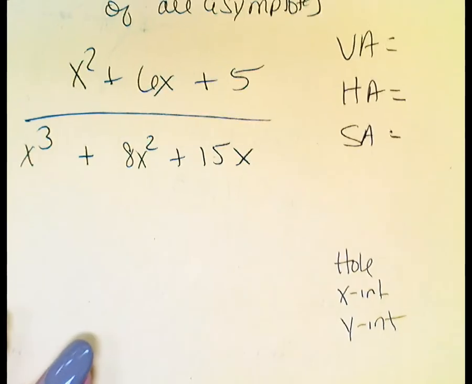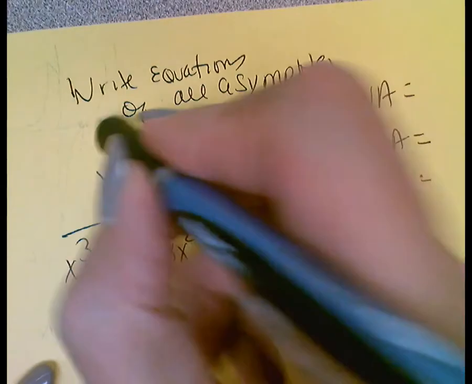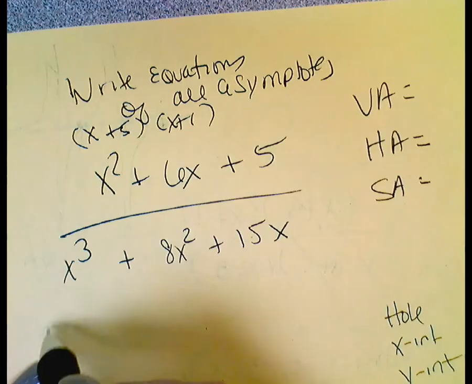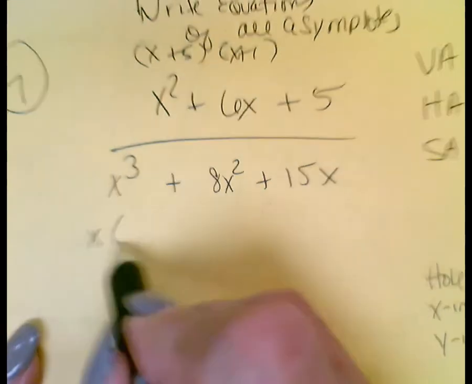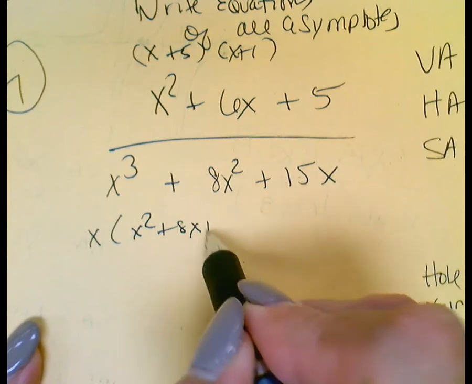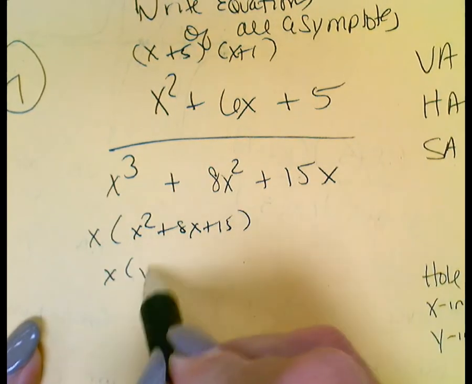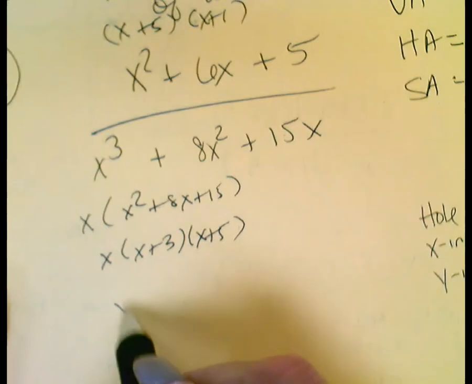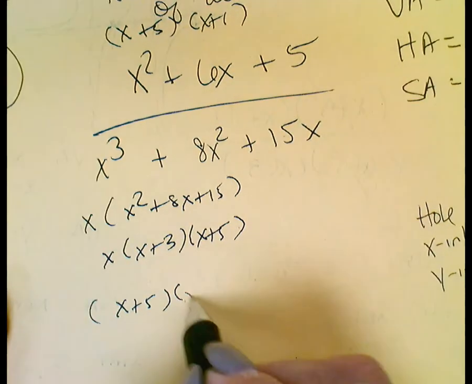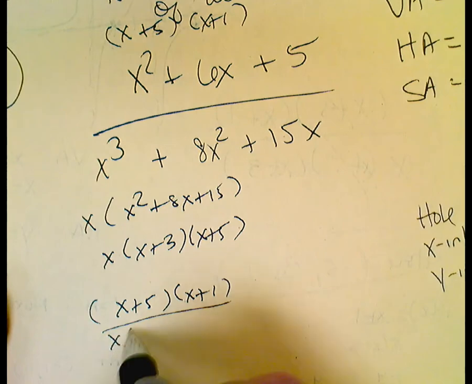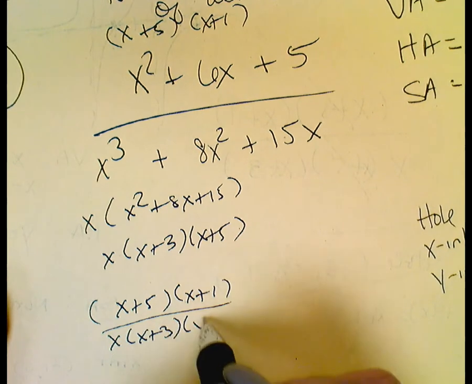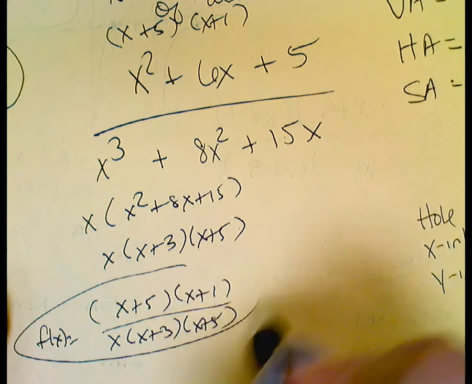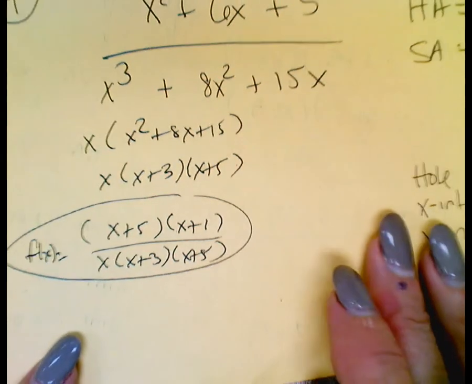Write equations of all asymptotes. So we have to factor this. This one's x plus 5 and x plus 1. This one, take an x out. And then factor it. So all your factors, if you put them all together, look like this. So this is your problem in factored form.